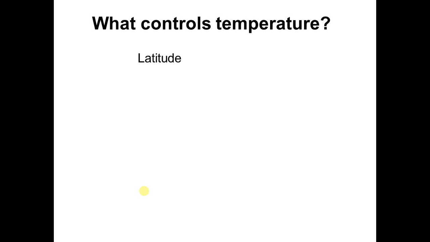Another factor that controls temperature is land and water distribution. See, land heats up and cools down faster than water. Water has a higher specific heat than land, meaning it takes more energy to heat up or cool down. So water has a moderating effect on temperature. Locations closer to water generally have smaller seasonal and daily variations in temperature than those farther from water.